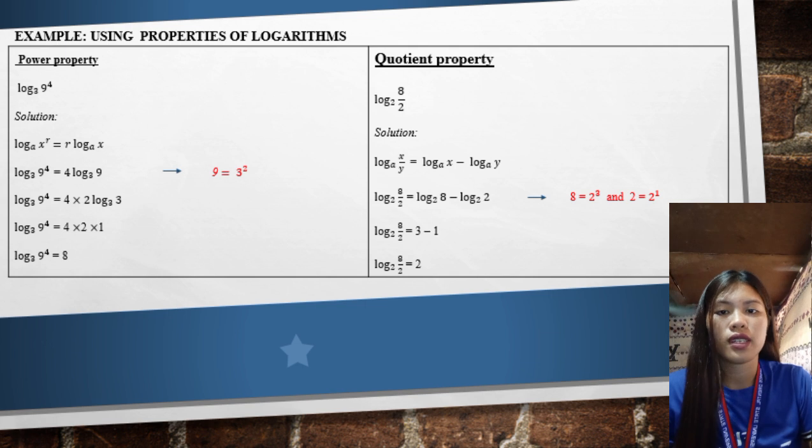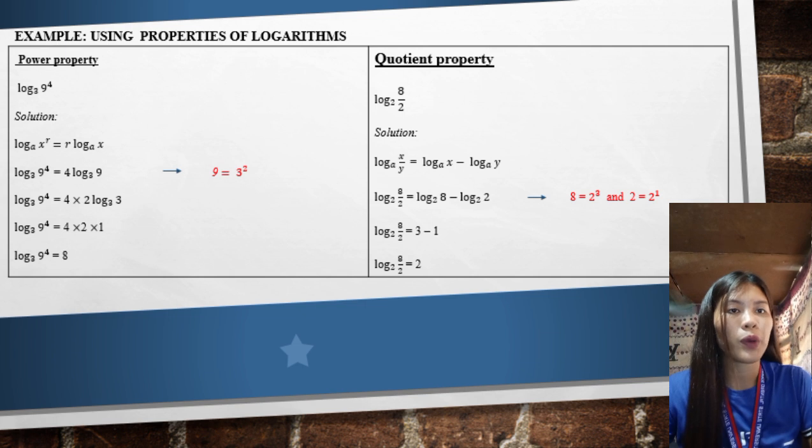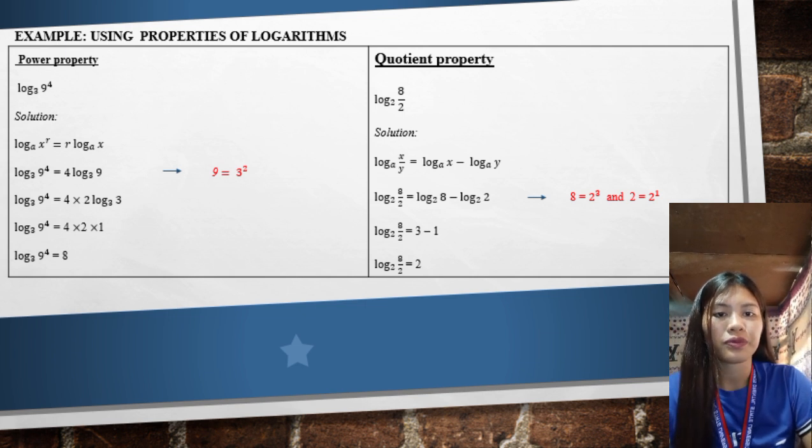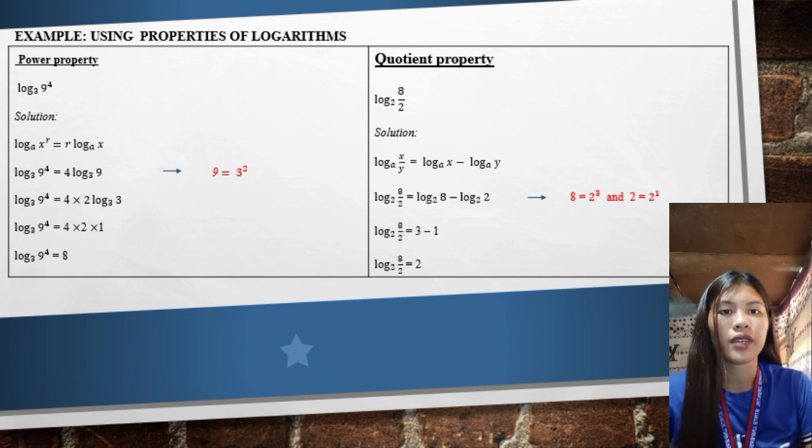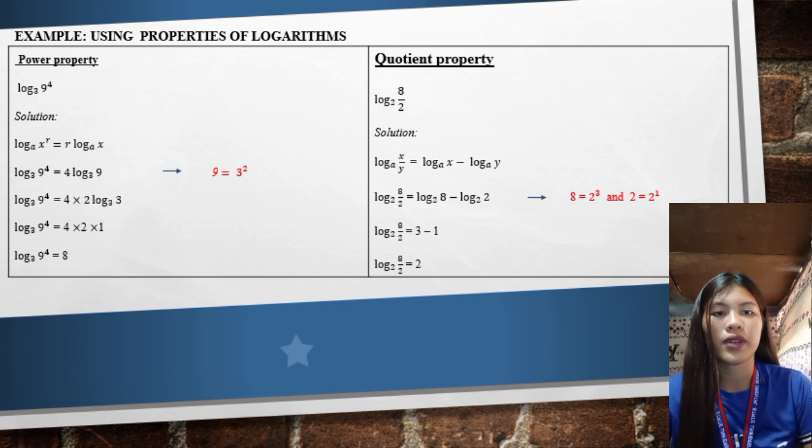Now, let's move to the examples in solving logarithmic functions using its properties. So first, we have the power property. The power property of logarithms states that log base a of x raised to r is equal to r times log base a of x. So in this case, we have log base 3 of 9 raised to 4. Applying the power property, we get log base 3 of 9 raised to 4 is equal to 4 times log base 3 of 9.